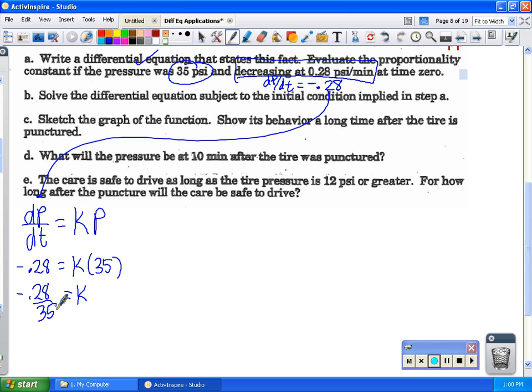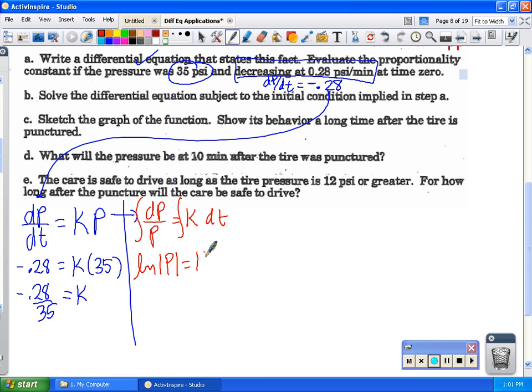All right? So I'm going to separate and integrate my differential equation. And again, it's the same process that we just did in the other problem. I find the antiderivative on both sides, and I get ln absolute value of P equals KT plus C. Go through the algebra, as you can see in the other problem, and we end up with P equal to C, the initial value, times e to the KT.